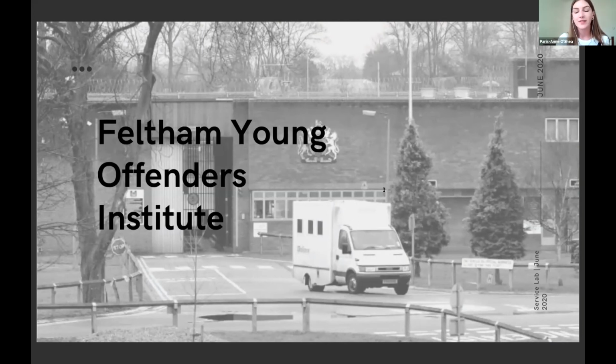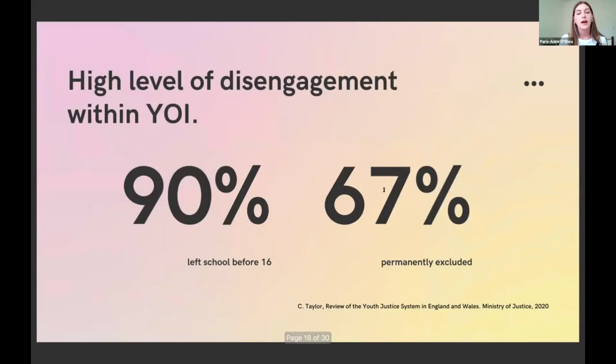But because of the extreme nature of the students, 90% left school before 16, 67% had been permanently excluded. There's obviously a very high level of disengagement. And so the mainstream approach to education is really not working here in this most extreme case. And so the head of curriculum at Feltham was really interested in this project and looking at different ways that we might change the existing program that they run or their approach to education in order to engage the students there.